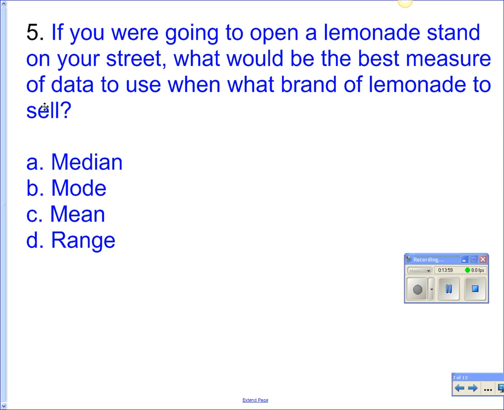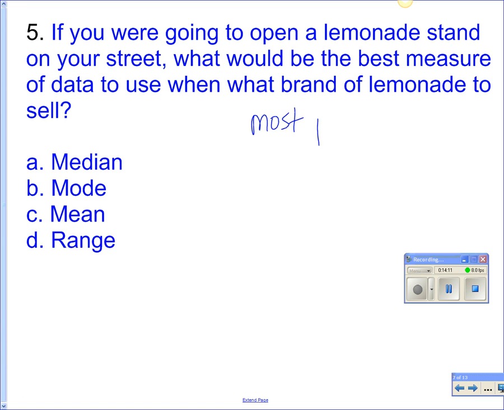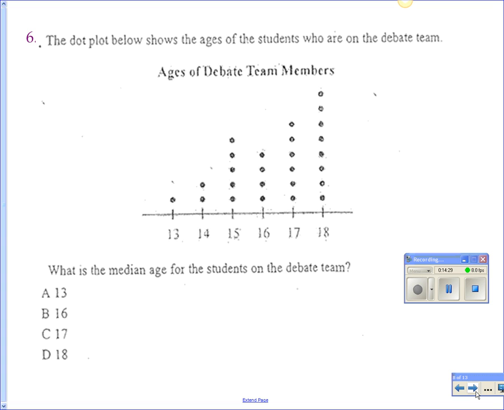Guys, the brand of lemonade that I'm going to want to sell is the one that people want, which is going to be the one that's most popular, okay? So which one of these numbers or words down here tells me the one that's going to show up the most? The mode, okay? That would be the one that's most popular, okay?